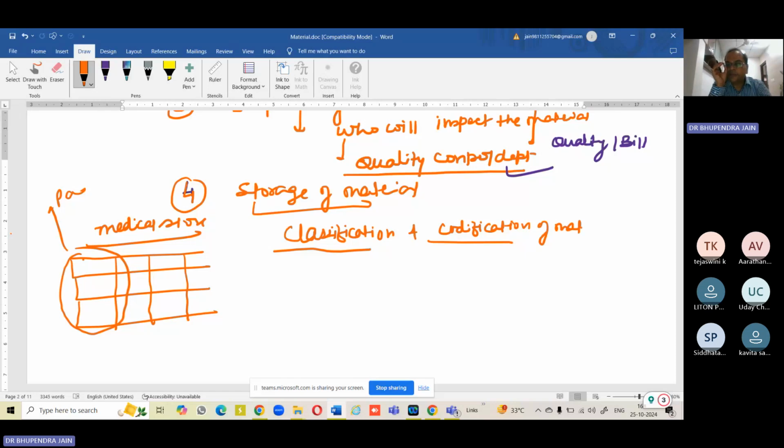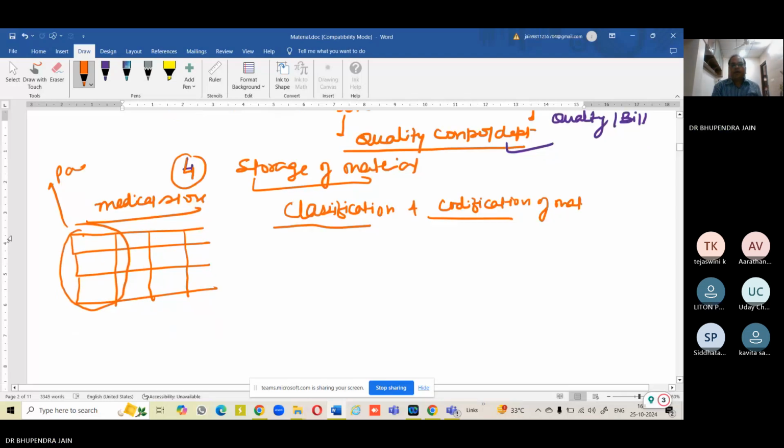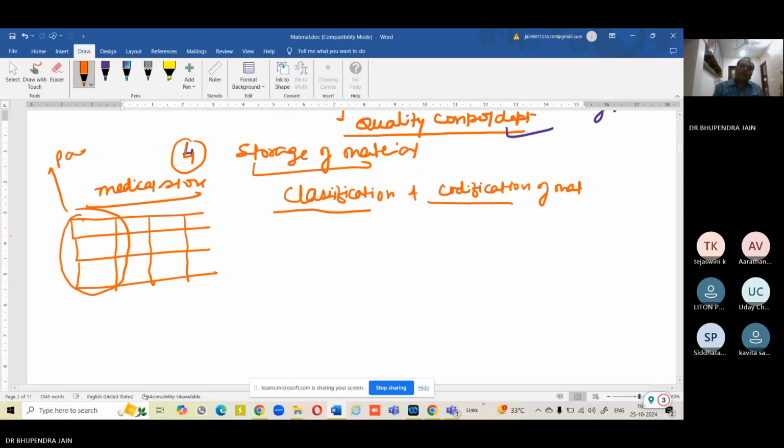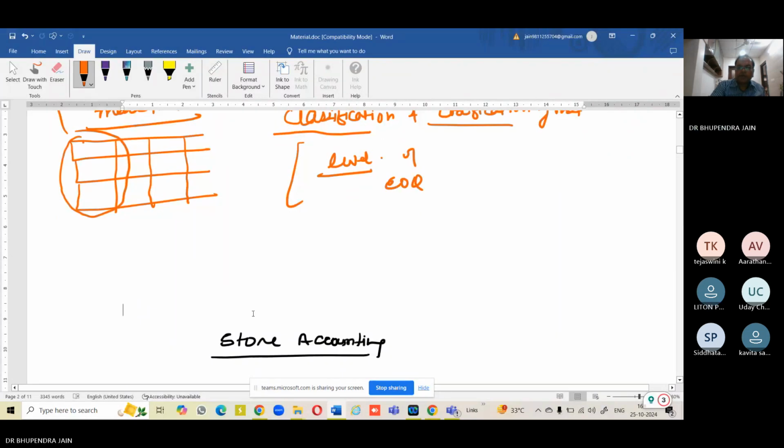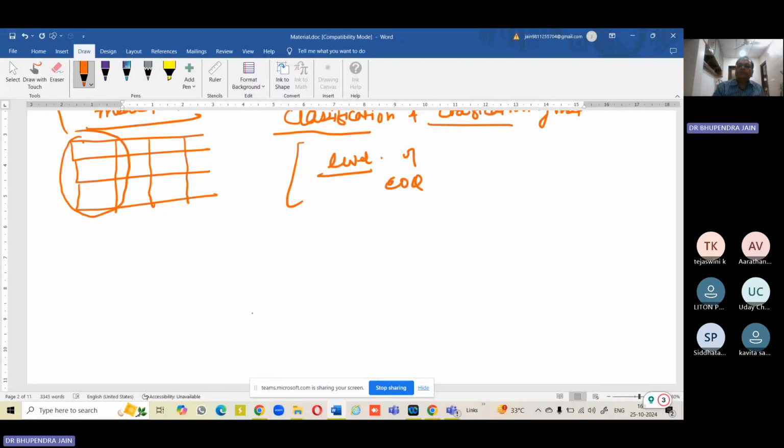So for the storage purpose, what do we have to do? Classify and codify the material, because so many types of items, so many types of material are used for preparation of goods. Under this, we will study some levels of material and economic order quantity. We will discuss it after 1 or 2 minutes. This is a very important concept.